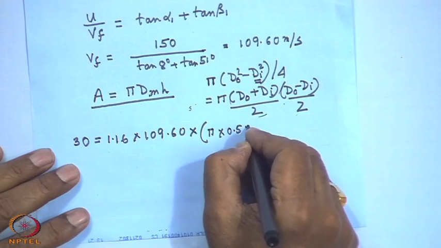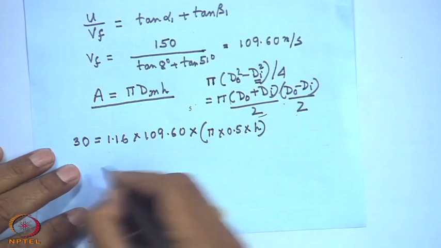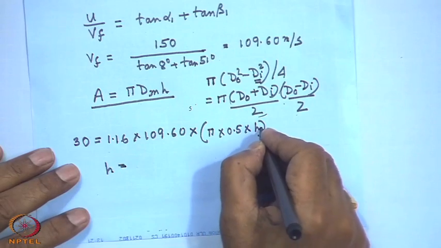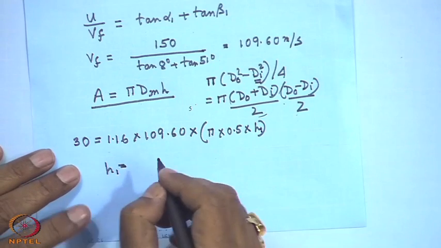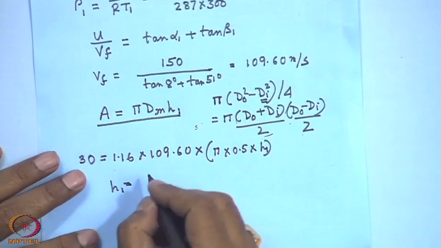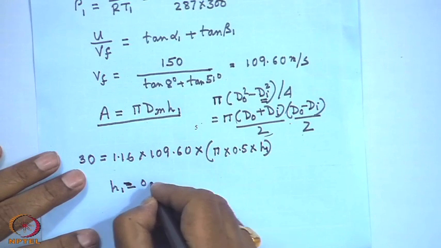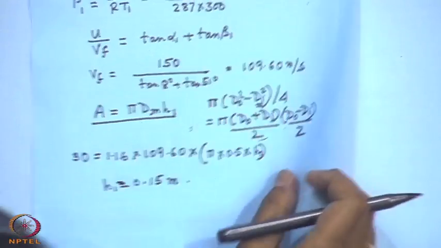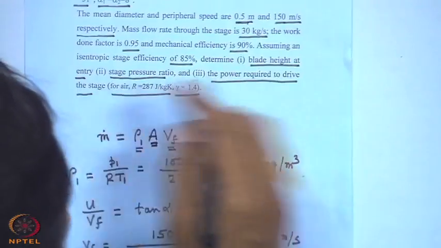So the only unknown is your blade height h, which gives h1, the blade height at the inlet. So I write h1, blade height at the inlet. So h1 equals 0.15 meter. So the first part is over: h1, the blade height at entry.